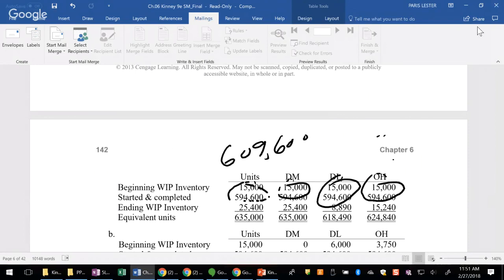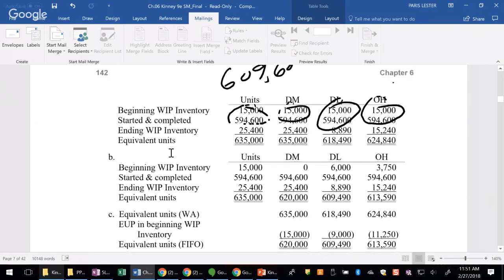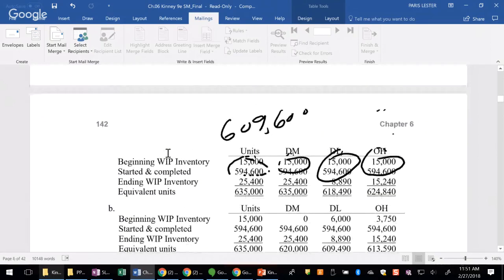Okay, Giorgio, you're sitting back there ready. What is your FIFO equivalent units for materials? 620. All right, 620. Okay. Tanda, did you get what it is for labor? Did you get this answer, 609,490? Okay. And Robert, did you get 613,590?